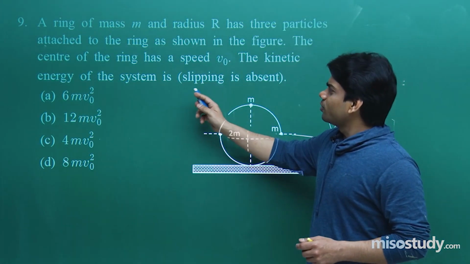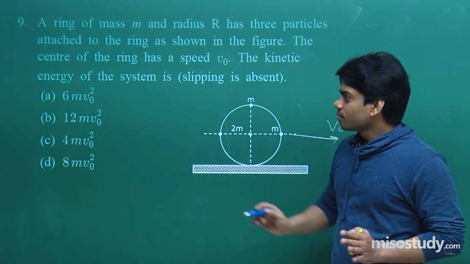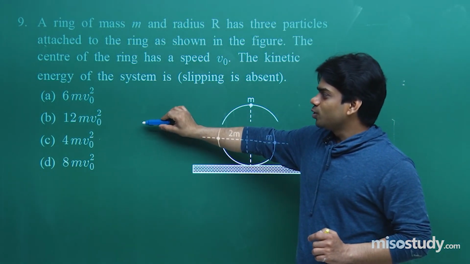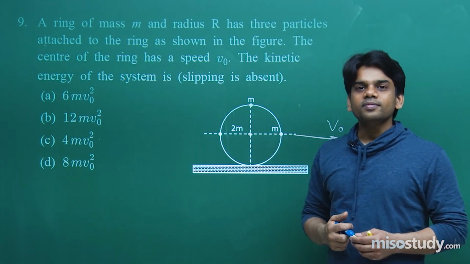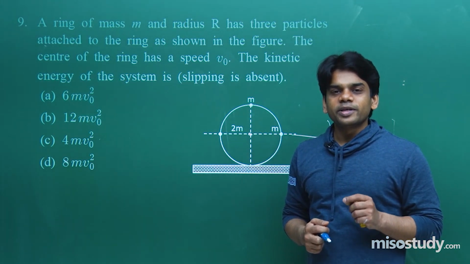The kinetic energy of the system is, slipping is absent. A 6 m v0 whole square, B 12 m v0 whole square, C 4 m v0 whole square, D 8 m v0 whole square. In this question, let me tell you one thing.